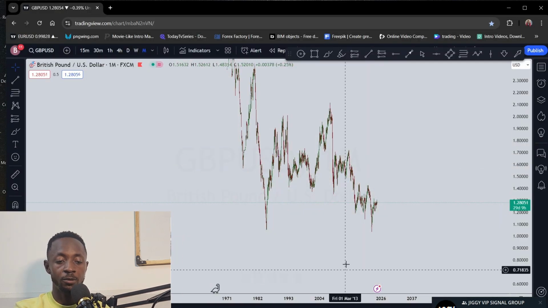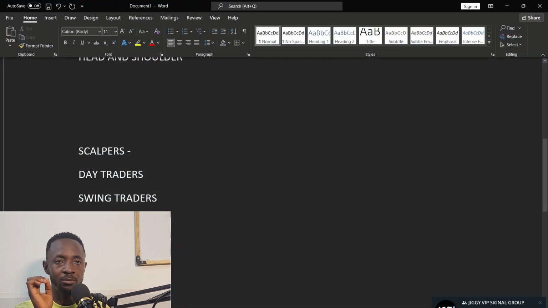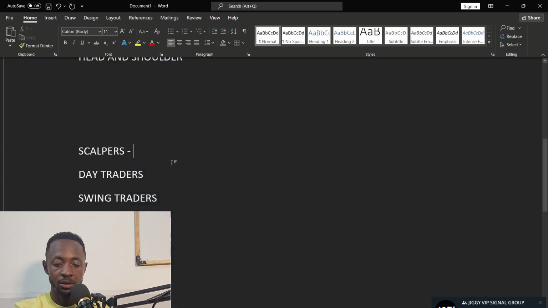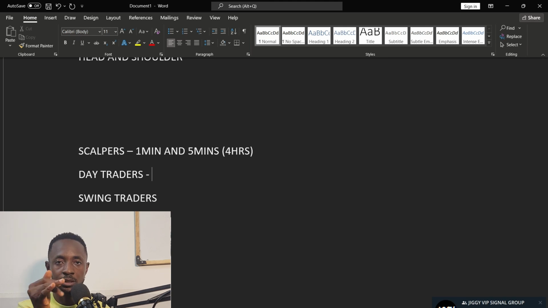So a scalper is somebody that opens a trade in a lower time frame, maybe 1 minute, 5 minutes, just to pick a few pips from the market, and then you are off. So they only use 1 minute and 5 minutes time frame for their trades. Overall, they use maybe 4 hours to get their direction and everything, to get their bias. But basically, they trade on the 4 hours, on the 5 minutes and the 1 minute.